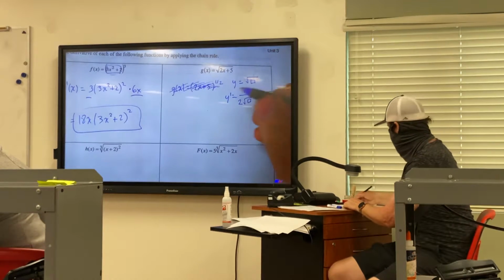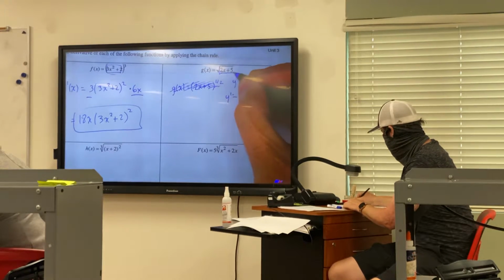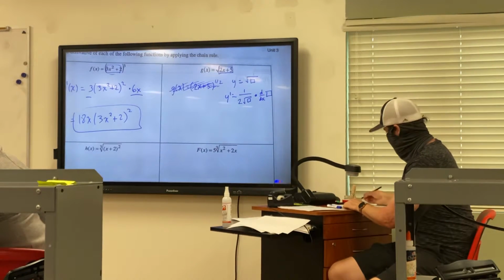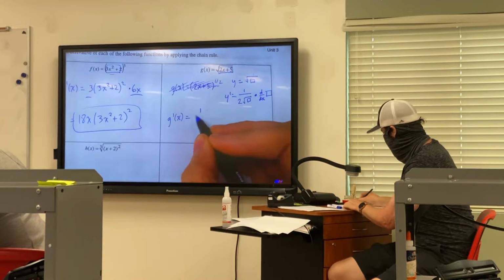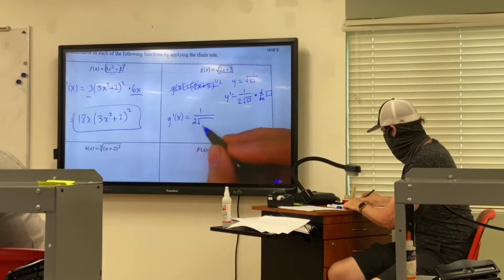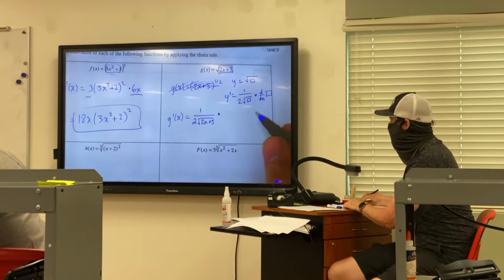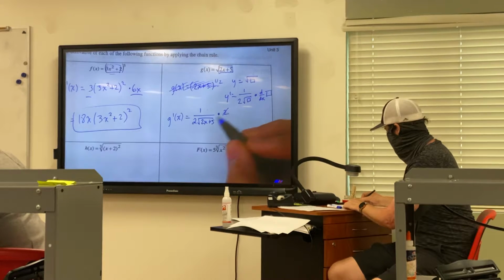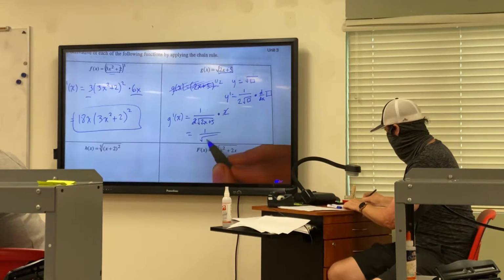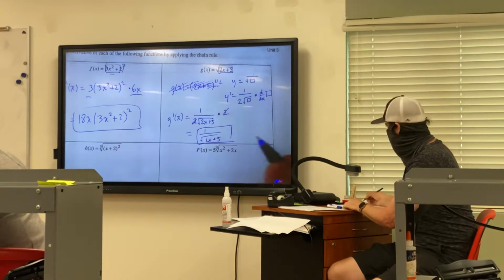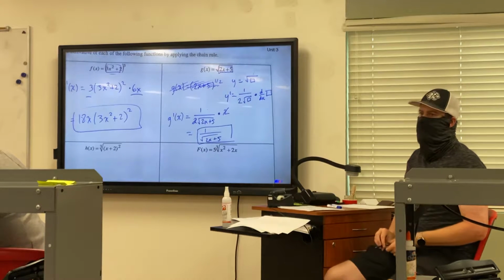So in this case, what's my box? 2x plus 5. So here, g prime of x is going to be 1 over 2 square root of the box, 2x plus 5, times, what's the derivative of 2x plus 5? 2. What happens to those 2's? Cancel out. So I just get 1 over square root of 2x plus 5.